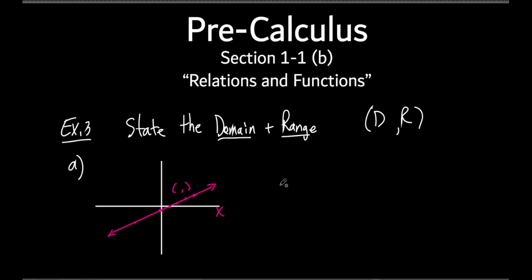Not all the real numbers, right? Not just the integers, because you've got numbers in between the integers. So it's all the real numbers. So what's the domain of a graph like this? It's all the numbers that are possible, okay?